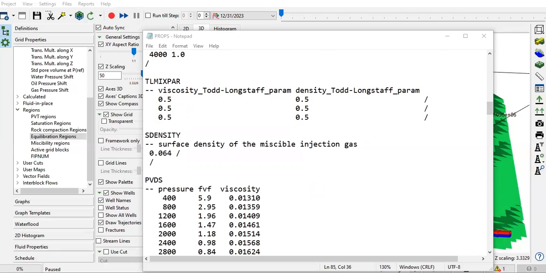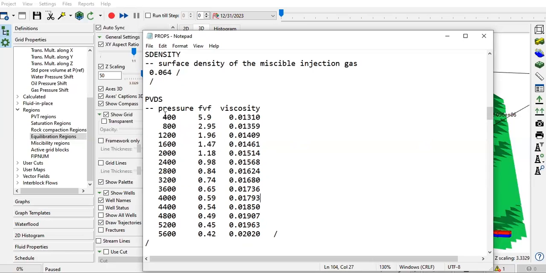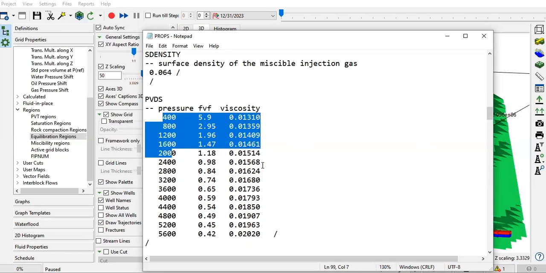SDENSITY. This keyword specifies the surface density of miscible injection gas for the miscible displacement model. Okay, surface density of the miscible injection gas. And then PVDS. Okay, pressure, formation volume factor, and then viscosity. Okay, PVDS. Another setting for us, PVDS.